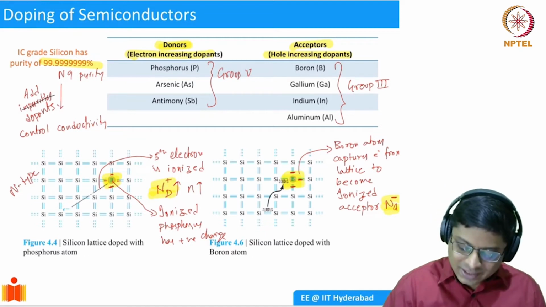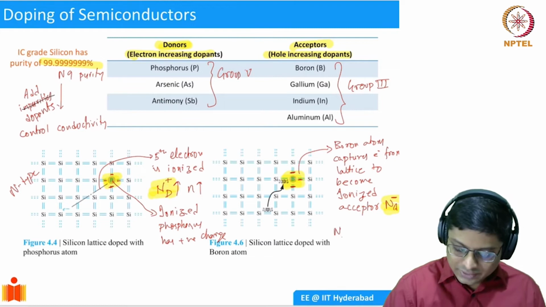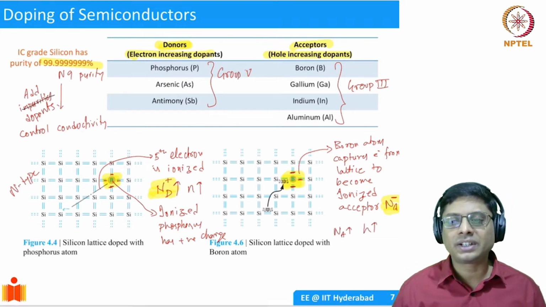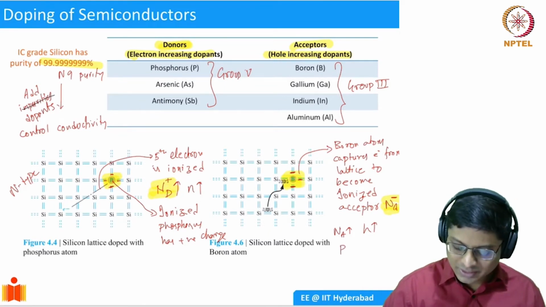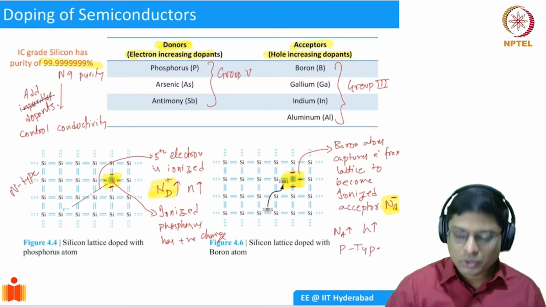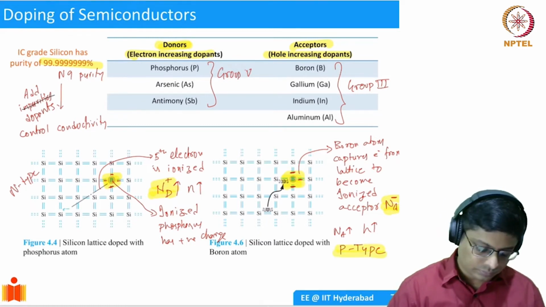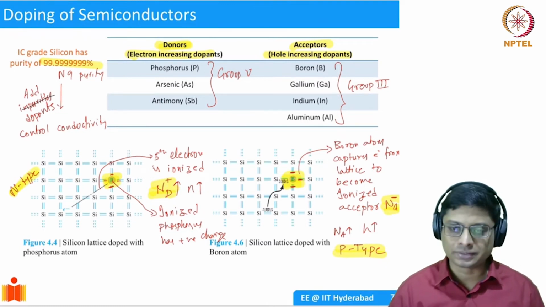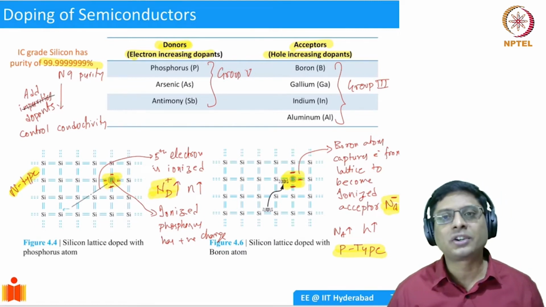So if you increase the number of Na, holes increase in the lattice. This is how you can create a p-type semiconductor. A semiconductor which has more holes is known as a p-type semiconductor. One which has more electrons is called an n-type semiconductor. All right. So these electrons and holes can contribute to current conduction.